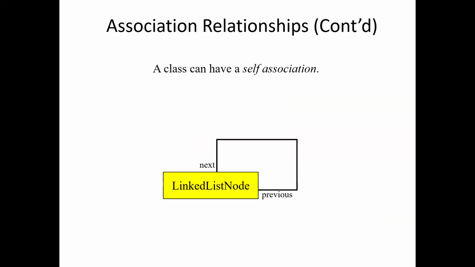A class can have several associations. Here, linked list node, previous and next. This is a doubly linked list. It can have a self-association.